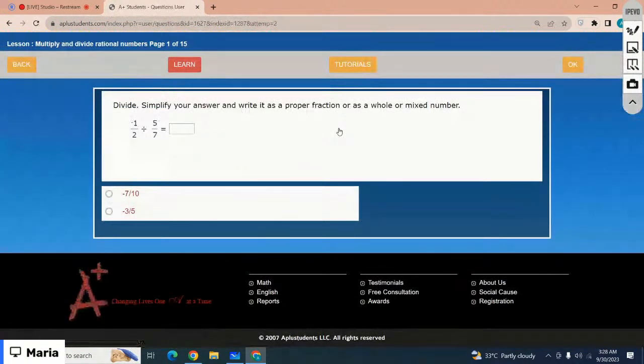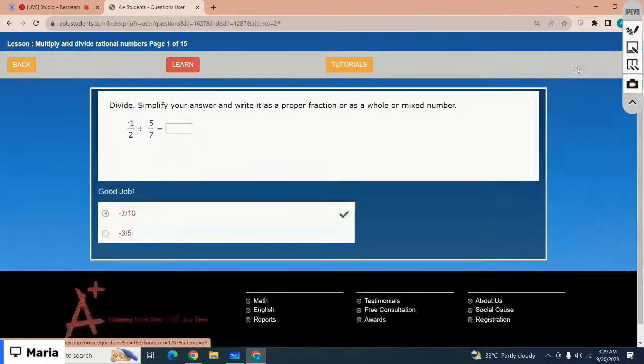Okay, negative 1 by 2 divided by 5 by 7. So which is the correct option? Dividing a fraction means multiplying with the reciprocal, right? So which is the correct option? You have to take the reciprocal of 5 by 7. So that would be 7 over 10, right? Negative 7 over 10 it is. You forgot to write the negative sign. That would be negative 7 over 10.